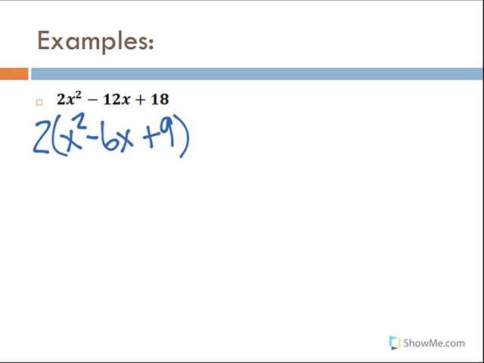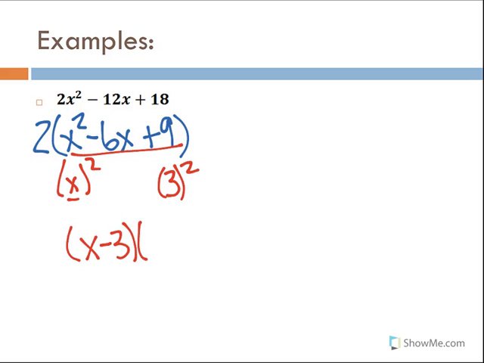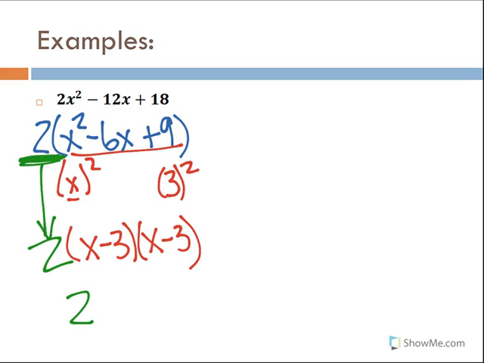Now it's the stuff inside that I'm worried about factoring. 9 I know I can rewrite as 3 squared, and my front would be x squared. Is my middle term 2 times this? It is, so I can factor this to x minus 3 times x minus 3. The only thing I still have to do: notice I had a 2 out in front, so I have to bring that down with me. So 2 times x minus 3 squared is my answer.